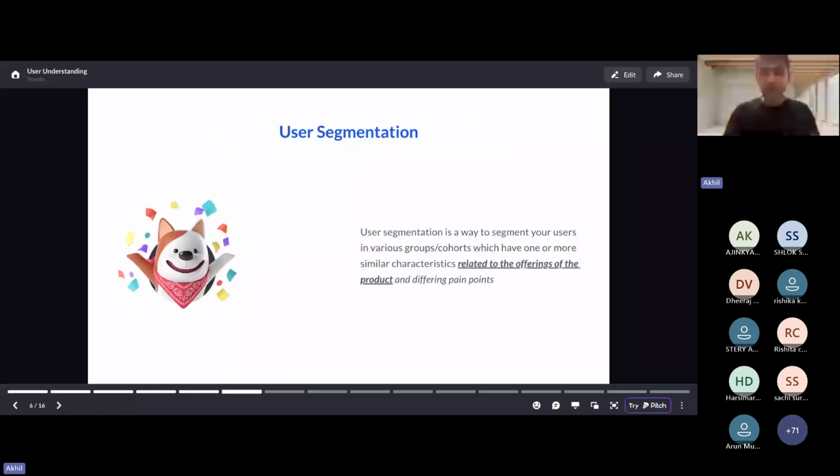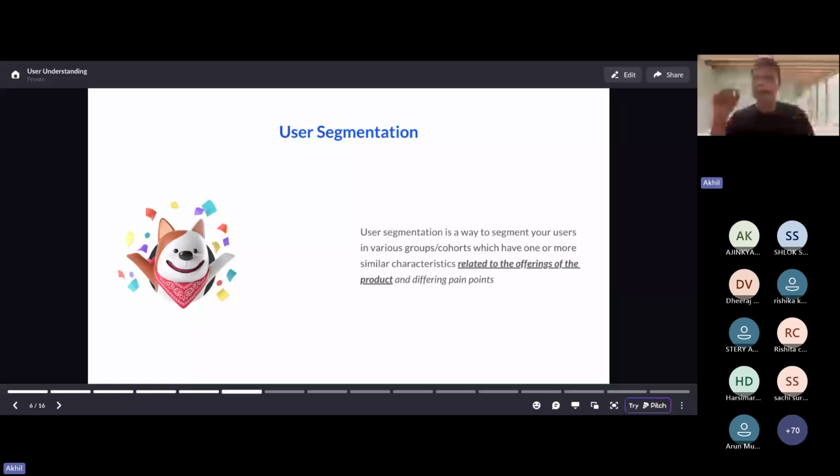Now with that, let me summarize it. User segmentation is a way to segment your users into various groups or cohorts which have one or more similar characteristics related to the offerings of the product, right? Now let me pick two case studies here so that you understand the importance of segmentation and how product companies apply it. And I'm also going to share a case study of the decade, which I'm sure everyone knows, but just to recall your understanding of it.